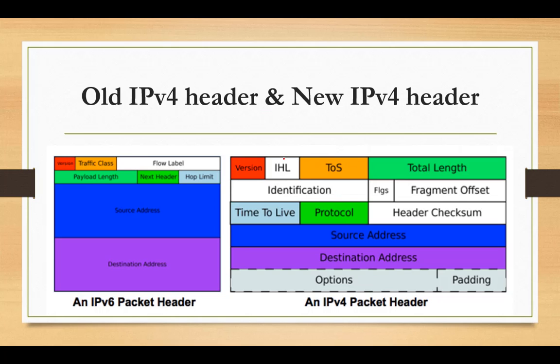This is the old IPv4 header as we used before: the version, type of service, total length, and so on. Some of these fields are removed in the IPv6 header because they are almost useless. So the old packet of the IPv4 will be replaced by the new IPv4 header, which is like the IPv6 header, so they will be the same.